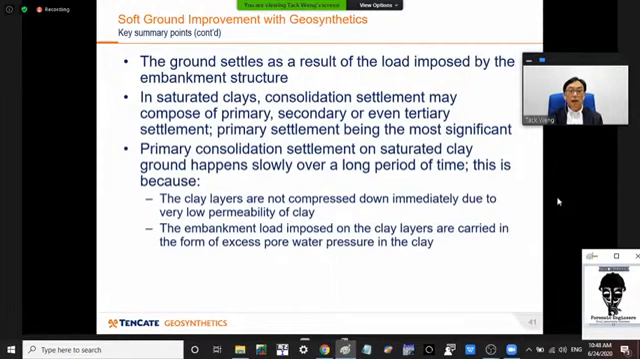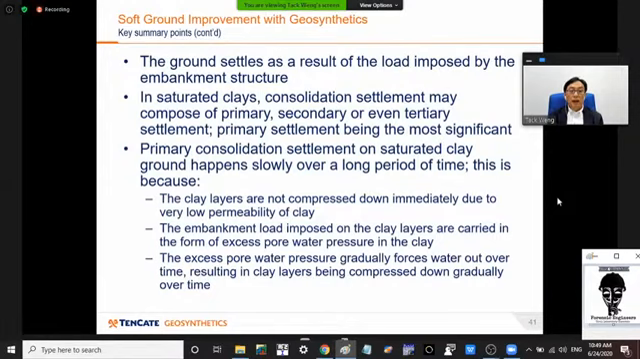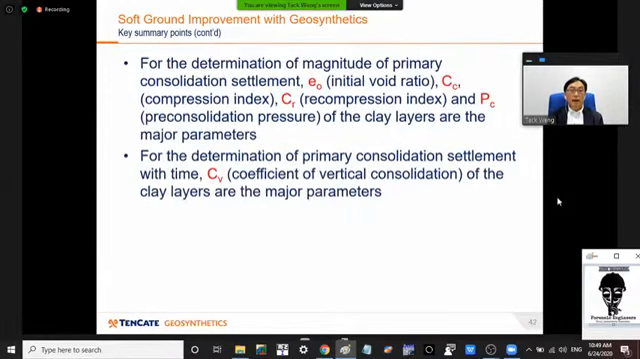The embankment, I've mentioned this, produces excess pore water pressure, and this is the basis for the determination of the magnitude of primary consolidation. You need e0, Cc, Cr, and Pc, as you have seen in the equations just now. And for the determination of primary consolidation settlement with time, how long it takes, it's Cv, the coefficient of vertical consolidation of the clay layer, that is important.